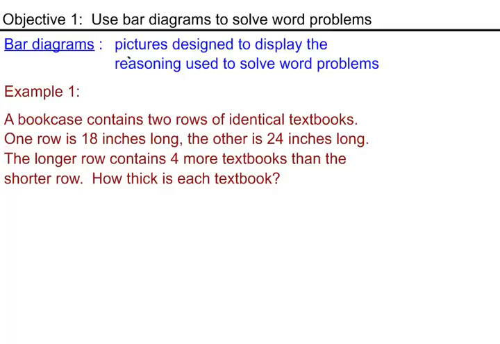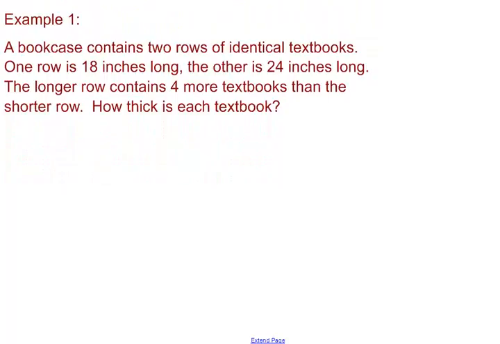So our first example, we have a bookcase and it contains two rows of identical textbooks. One row is 18 inches long, the other is 24. The longer row contains 4 more textbooks than the shorter row. How thick is each textbook? So let's draw a picture of what's going on. So we have row 1 and we have row 2.